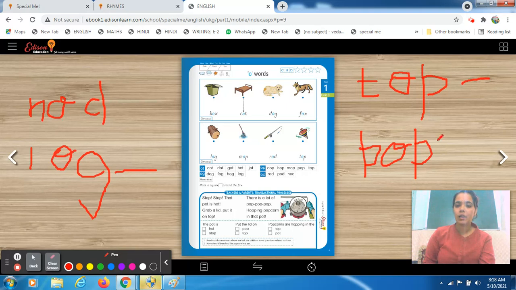Okay, and can you please read this word? Ma'am, it's pop. Yes, this is pop. If your mama made popcorn for you, what is the sound when the popcorn pops? When you heat popcorn in a utensil, what happens to the popcorn? Pop. It will give you a sound like pop pop, right? So now please read the last word for me. What is this? Ma'am, this is nod. What is this? Nod.